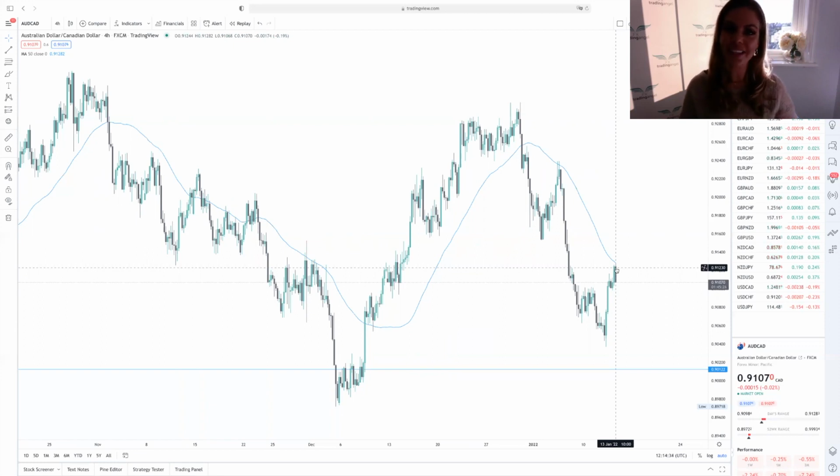So those are moving averages. That's how you use them to get into and out of trades. There are loads of other ways that you can use moving averages, and I'll be doing lots of different videos. This is just the first of many that I'm going to be doing on moving averages.